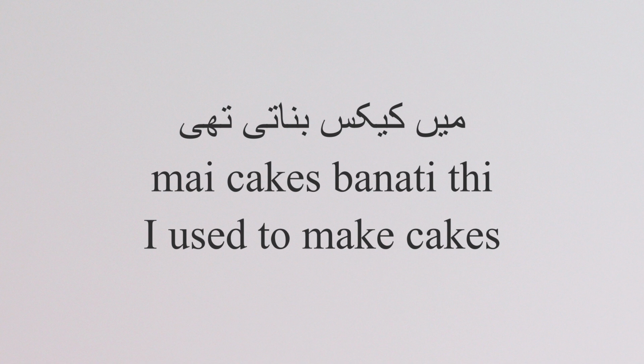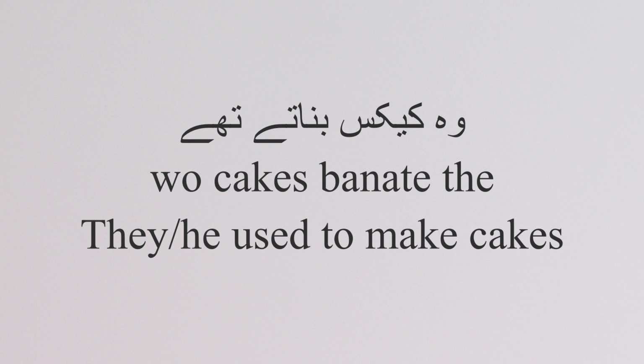They used to make cakes. वो cakes बनाते थे. So here the te suffix is indicating that the subject is plural, they, and it's also indicating that the subjects are male. वो cakes बनाते थे.